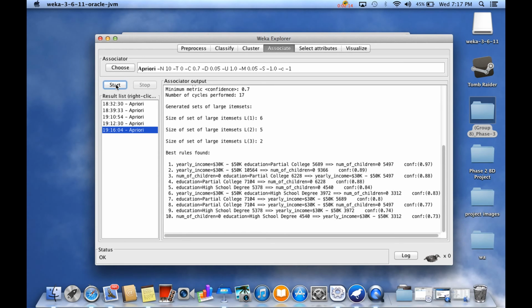Apart from that, if the education is partial college and when they purchase 7404, the yearly income is usually between 30K to 50K, with a confidence of 0.8, and they usually purchase product number 5689 as well. The next rule states that if the number of children is 0 and they went to high school, when they have purchased product 4540, they have an income of 30K to 50K, and they also purchase product 3312. So these are all the association rules that we get by applying association on the cleansed data using Weka. So these are our results.